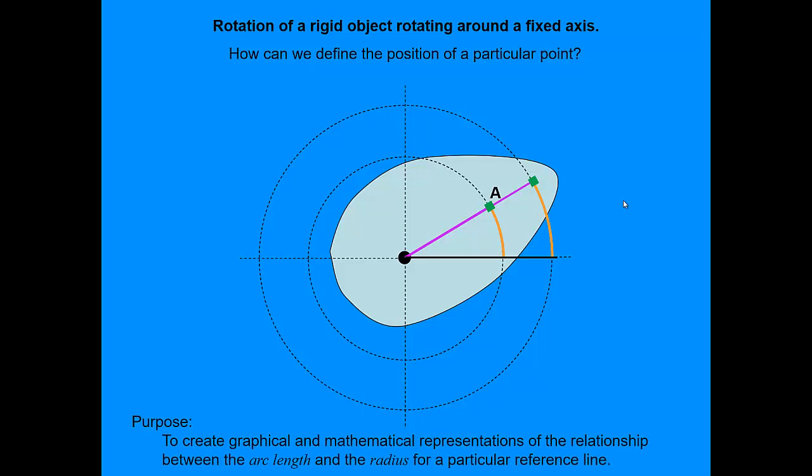And so that's why our first lab in rotation is going to be to find graphical and then mathematical representations of the relationship between the arc length and the radius for a particular reference line. So basically, we're going to take a single reference line, and we're going to pick a bunch of points along that reference line. We're going to measure the radius to that point and the arc length to that point, and then we're going to make a graph and see if there's a relationship. Is there something special about that relationship that we can use?